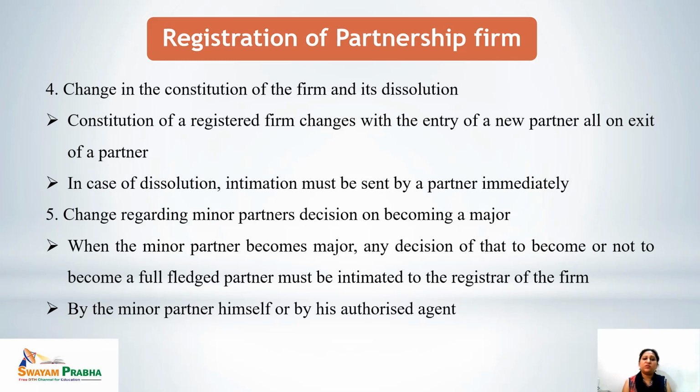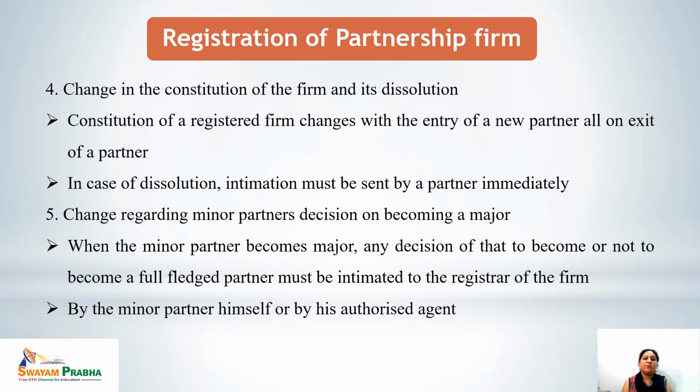If there is a change in the constitution of the firm and its dissolution: normally the firm's constitution changes when a new partner comes into the business. How does it change? Let's suppose there were three partners sharing the profit equally, but one partner retires and a new partner enters, or there is a fourth partner in the business. Now there would be a change in the proportion of profit of the existing partners too. So there would be a change in the constitution. Similarly, when any partner exits from the business, there is a change in the constitution, and this must be conveyed to the registrar of firms.